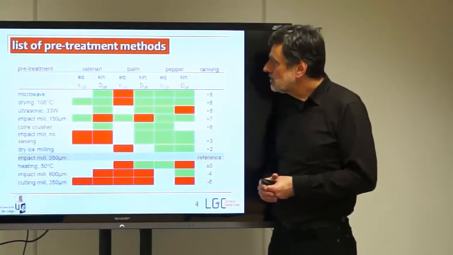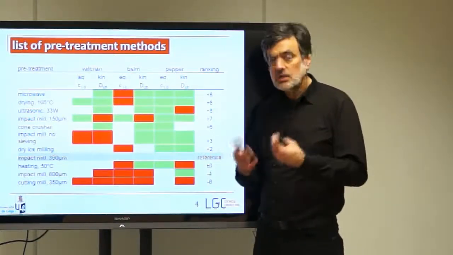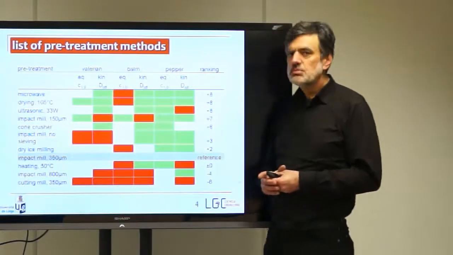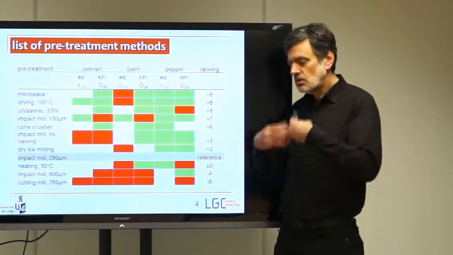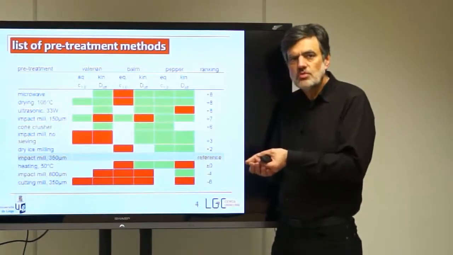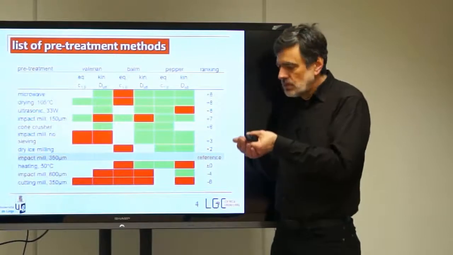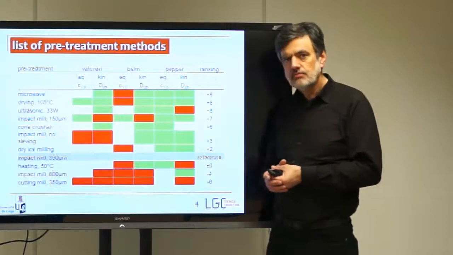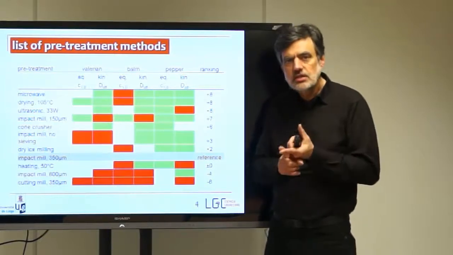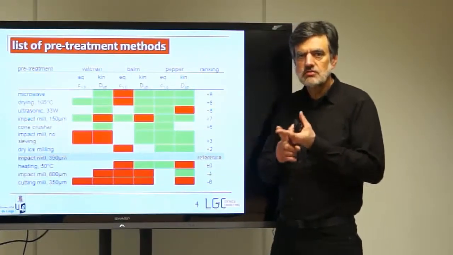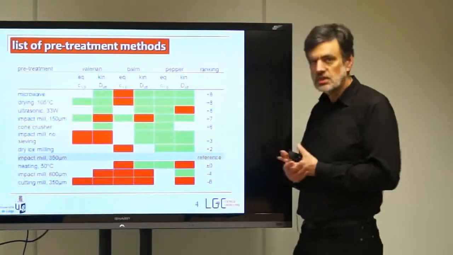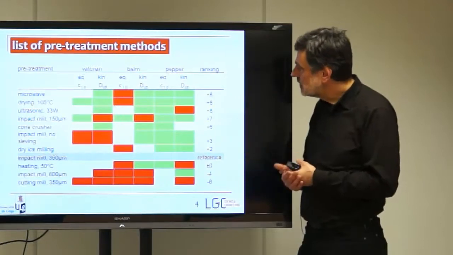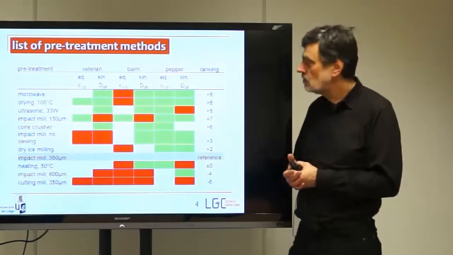And this has been tried on different plant material, on valerian, lemon balm and pepper, and it has been investigated if the concentration that you can reach with your extraction process is increased or decreased with respect to the reference case, and if the kinetics of the extraction is getting faster or slower with respect to the reference case. And this then has been evaluated, how much it got better or got worse.